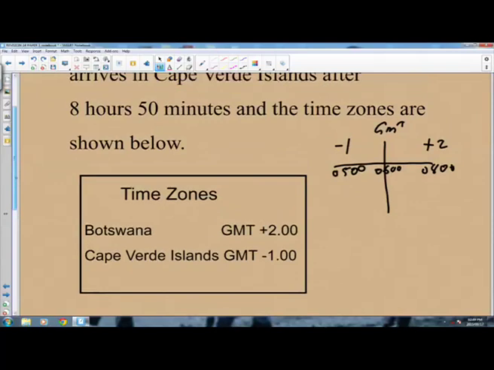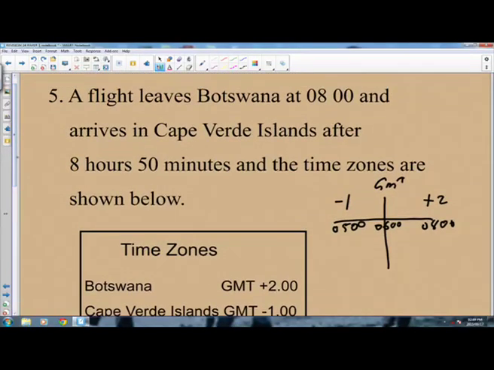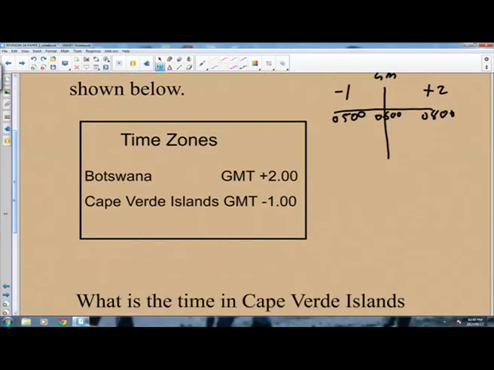And then the question says the flight is to arrive after 8 hours 15 minutes. So we just have to add 8 hours 15 minutes to 0500. So 0500 plus 8 hours 15 minutes. So this will be 05, and then 5 plus 8 is 13. So we are getting 1350, meaning the time at Cape Verde when the plane arrives will be 1350.